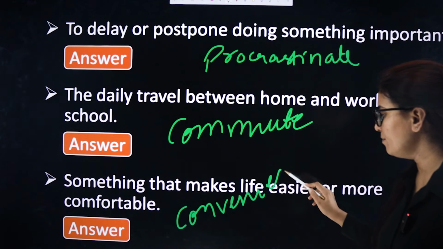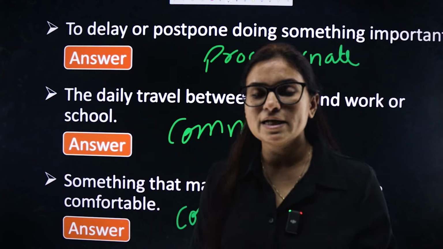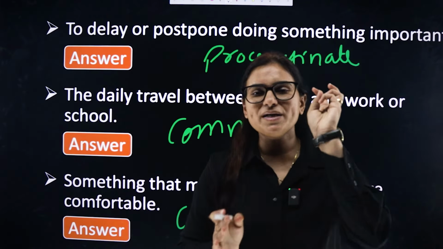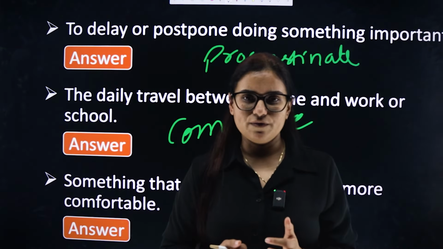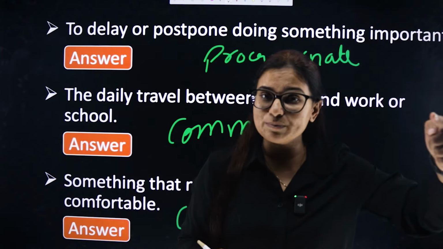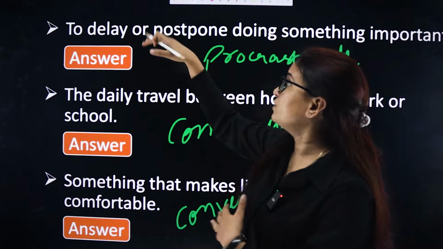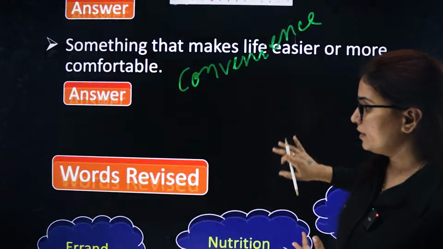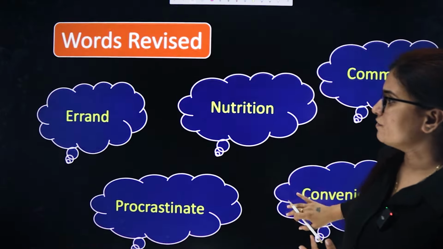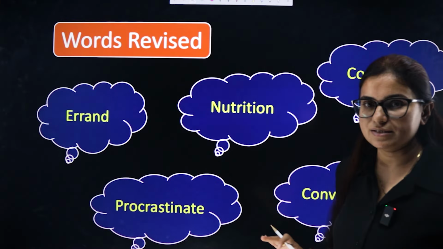Now, to remember these words properly, please create a sentence of your choice, and out of this video, pick 3 words and use them in your conversation. Please do that. It's my humble request. If you don't do this practice, you may not remember them forever. I'm trying my best to give you different exercises to remember them. The words that we had just revised are errand, nutrition, commute, convenience, and procrastinate.